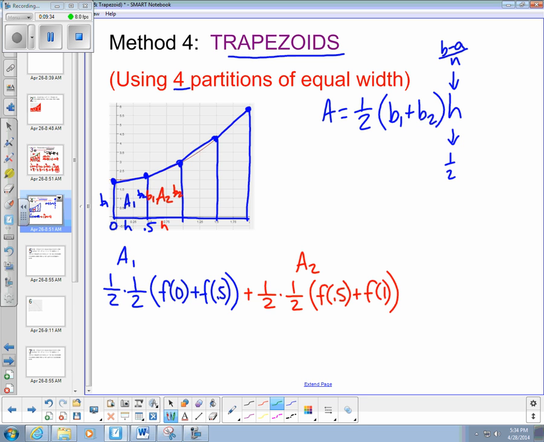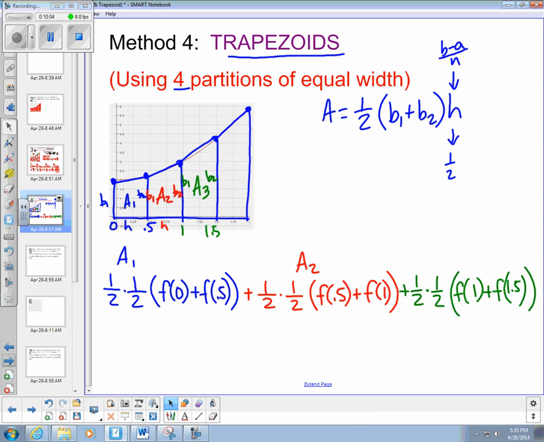Okay, for area 3. Okay, again, 1/2 for the formula, 1/2 for our width. Okay, but now our base 1 on the left side would be f of 1, the y value when x is 1. And base 2 is on the right side, which would be f of 1.5.